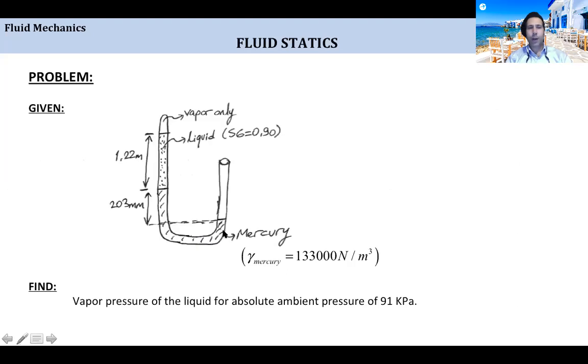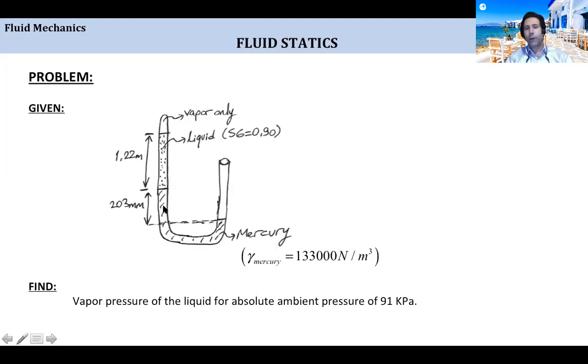Now let's solve an example problem to demonstrate the concepts that we learned about manometers. In this problem, let's assume that you designed a manometer to measure vapor pressure. In your design, you have a U-tube manometer, one end is closed, one end is open, so it is open to the ambient or atmospheric conditions. Let's say you use one liquid with a specific gravity of 0.9 as the liquid that you want to measure the vapor pressure of.